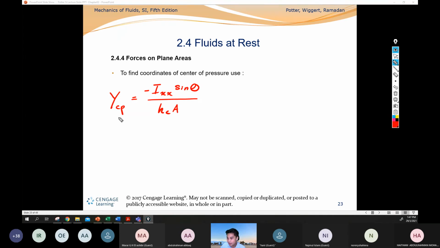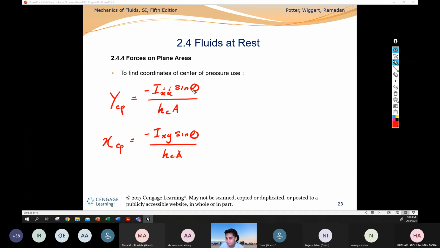So this is in terms of Y_CP. If you want to find it in terms of X_CP, it is negative I_XY sine theta over h_c A. This I_XX is the second moment of area, because we have first and second moments, the moment acting about the XX axis.